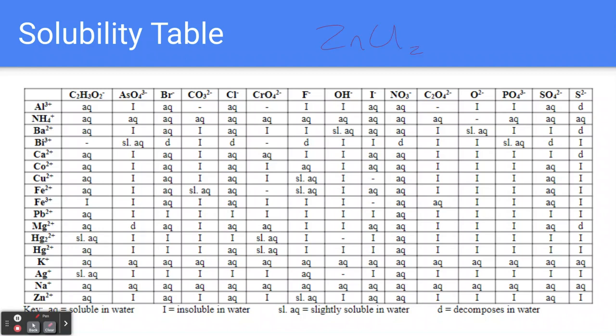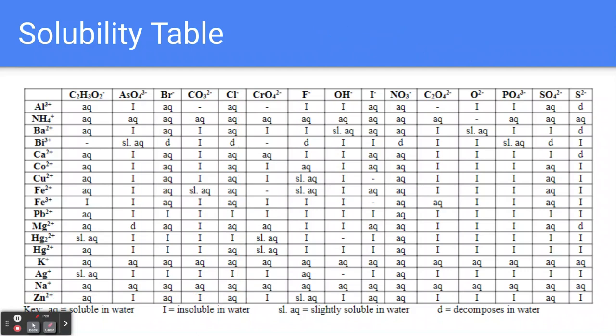Zinc chloride: I'm going to find my zinc, I'm going to find my chloride, and I'm going to go down till I find what's in that box. If it says AQ, that means it's aqueous. It's going to be able to be dissolved in water.